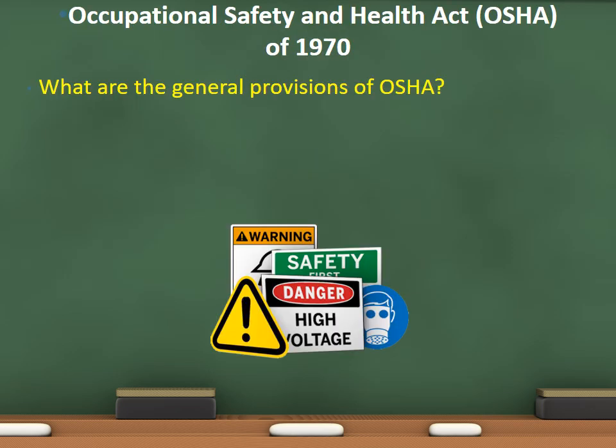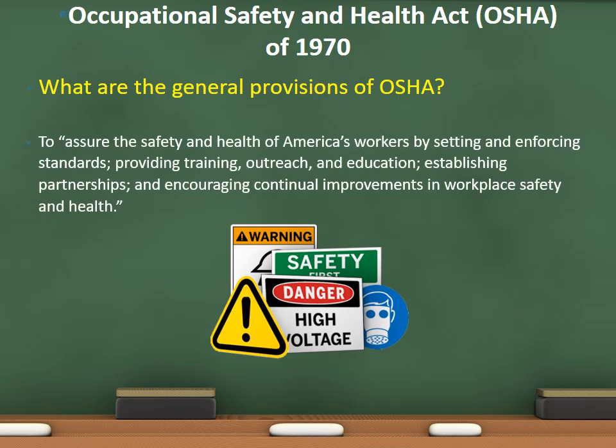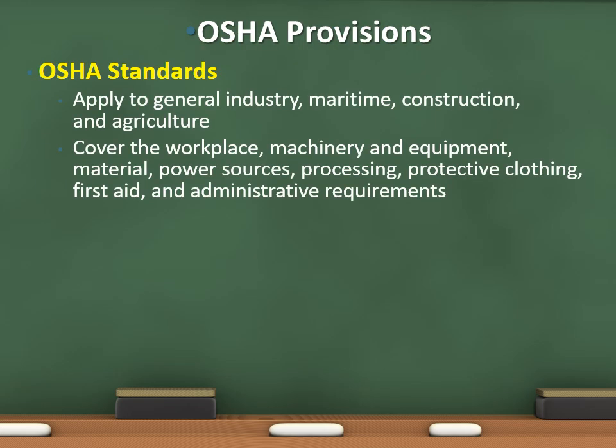So what are the general provisions of OSHA? It's a quote: "To assure the safety and health of America's workers by setting and enforcing standards, providing training, outreach, and education, establishing partnerships, and encouraging continual improvements in workplace safety and health." The standards apply to general industry, maritime, construction, and agriculture, and they cover the workplace machinery and equipment, material, power sources, the processing equipment, protective clothing, first aid, and all administrative requirements.